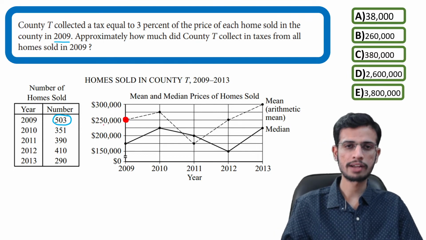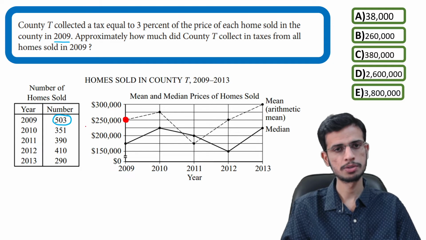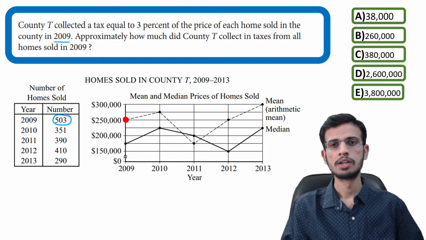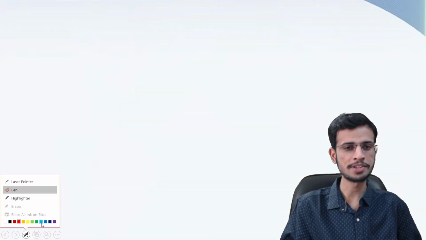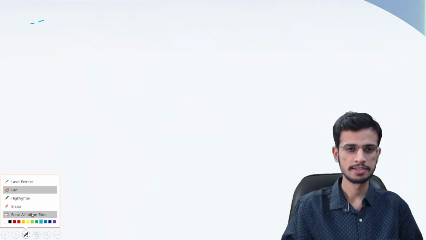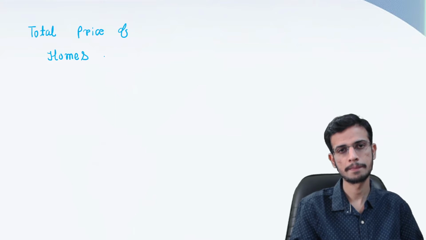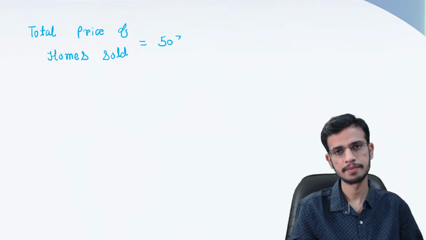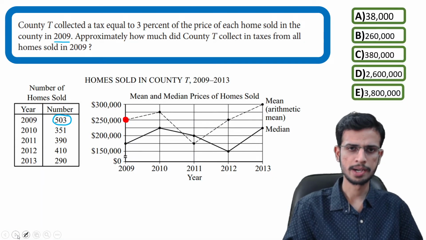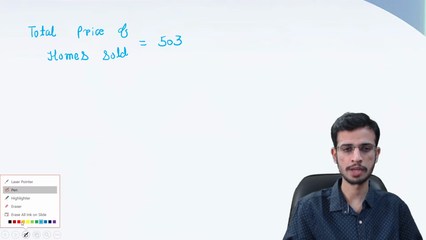So $250,000 for one home. So multiply by 503. So what will be the total price of homes? Yes, we can simply calculate the total price of homes sold. The number of homes is 503. Yes or no? And the per home price is $250,000. We are multiplying.